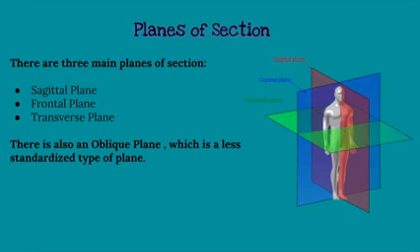Planes of section are standard ways of dividing the body and or body parts to examine its inside structure. There are three main planes of section. There is the sagittal plane, the frontal plane, and the transverse plane. And these three main planes also come with their own types. Now, there is also an oblique plane, which is a less standardized type of plane. By the way, planes of section and directional terms are not the same thing, so I would recommend getting some practice with both.